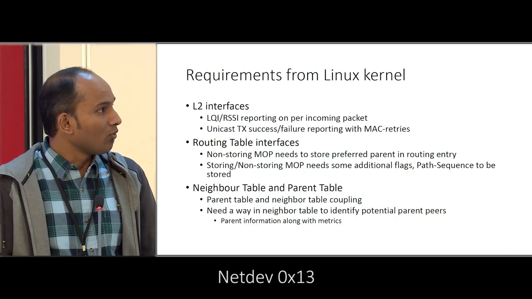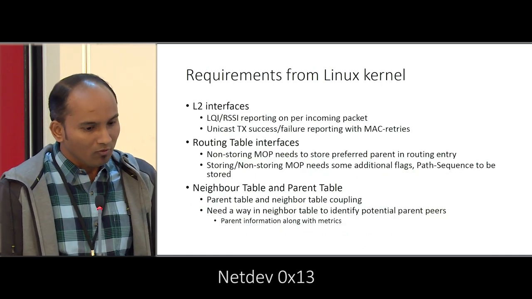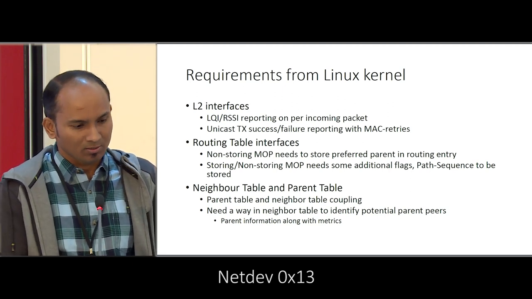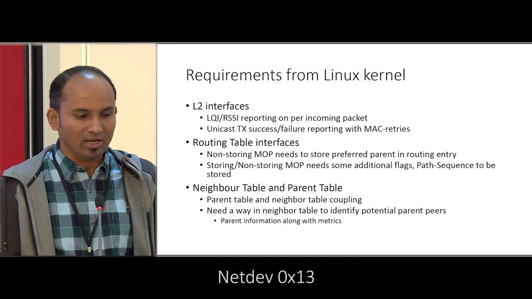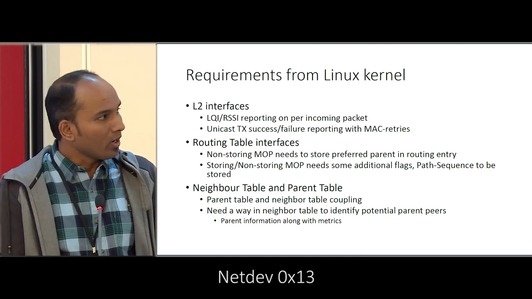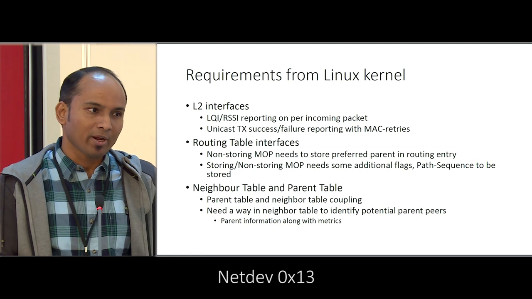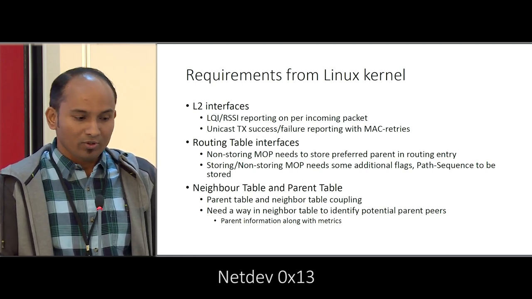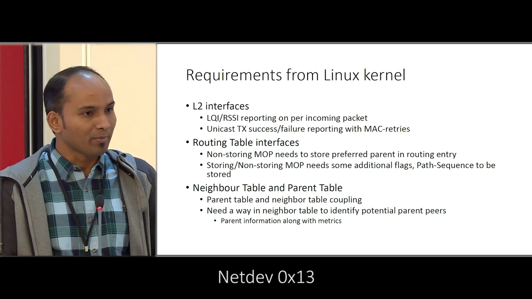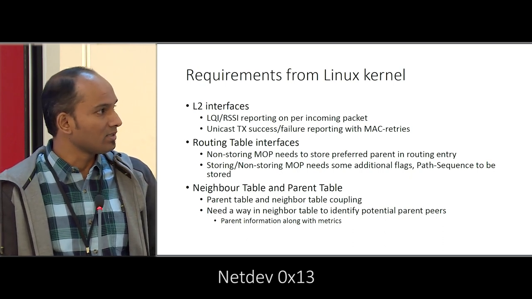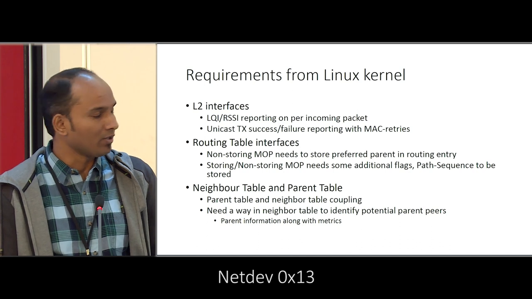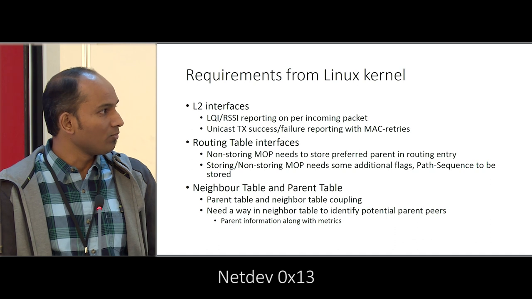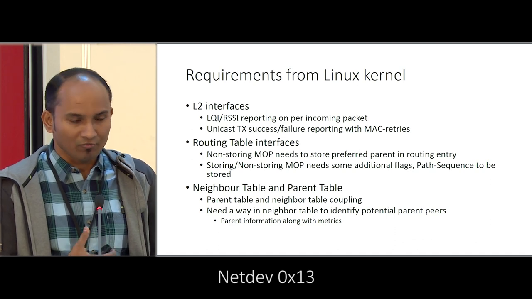So the requirements that we aim to add to the Linux kernel, some of it is already there as I understand. The LQI RSSI reporting on per incoming packet is important for metric calculation. The unicast transmission success or failure with MAC retries, the number of MAC retries, is also needed for metric calculation. The routing table interfaces, for non-storing mode MOP, we need to store the preferred parent.